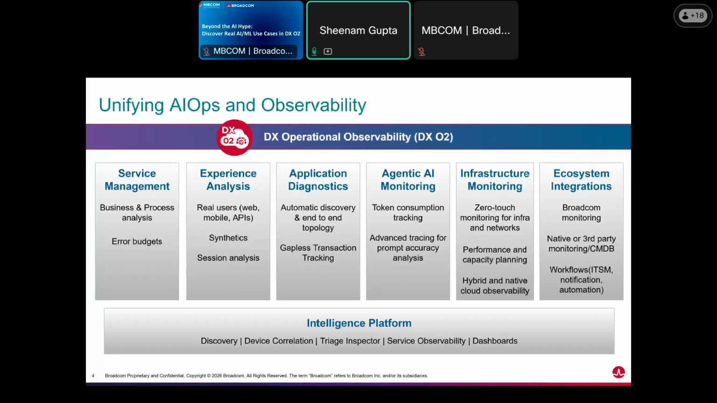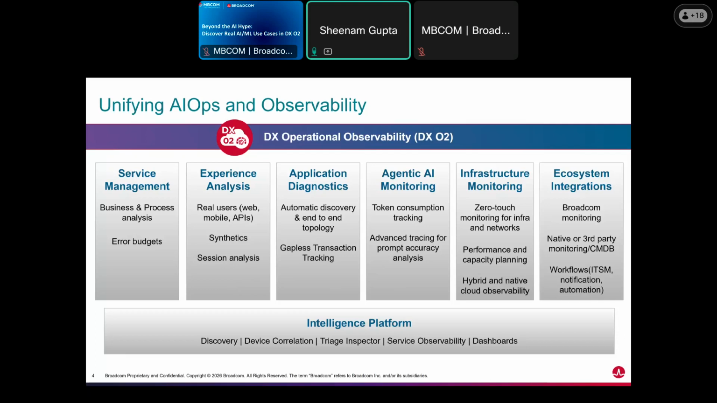Very recently, we added agentic AI monitoring support in the SaaS version. It is coming out in the on-prem version as well pretty soon, towards the later part of this year.